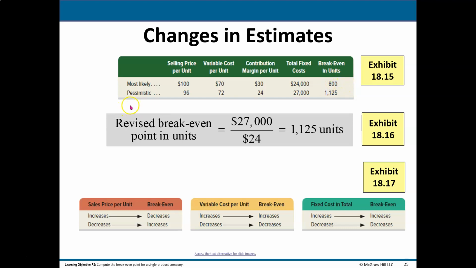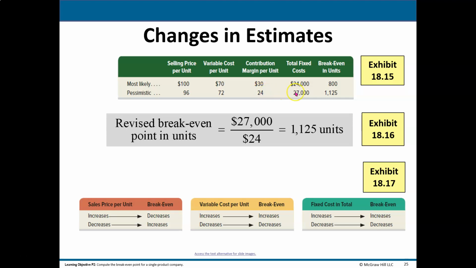But what if we're really concerned and we have a pessimistic outlook? Because we want to take into account different types of outlook, and you'll learn about that in the finance class. But let's say that pessimistically, we might only be able to get $96 per football. The variable cost of footballs is going to increase by $2. So our sales price is decreased by $4. Our variable cost per unit has increased by $2. So that only leaves us a contribution margin of $24.